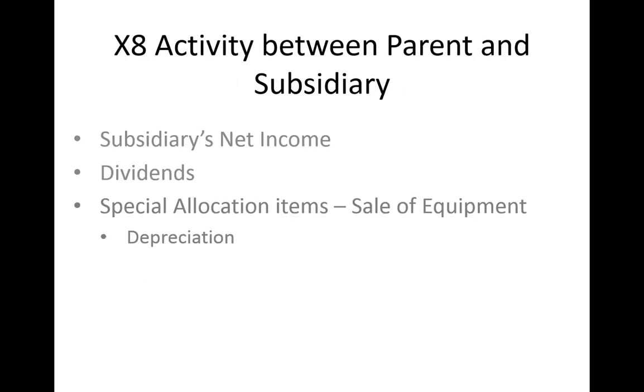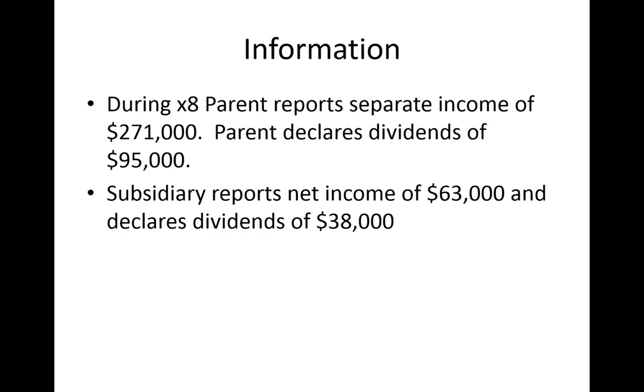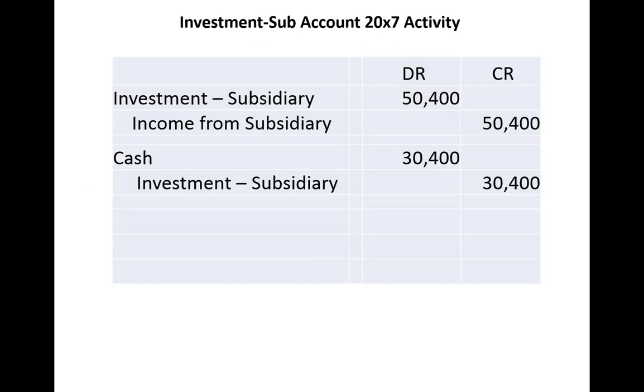objective. We've got the net income, dividends, and we'll focus on the special allocation items, which in year 2, or X8, is depreciation. Here's the information for income, and we can see that we've allocated those out for the net income and the dividends.